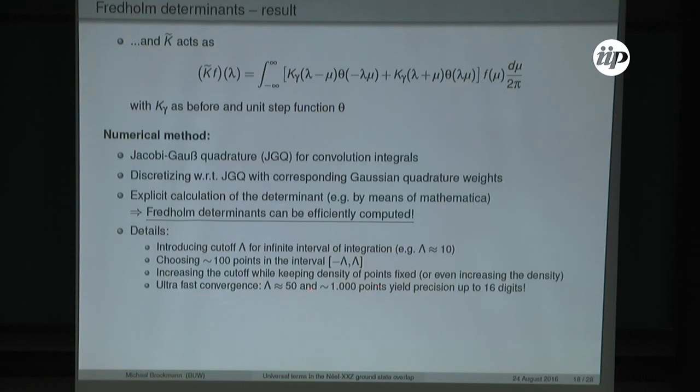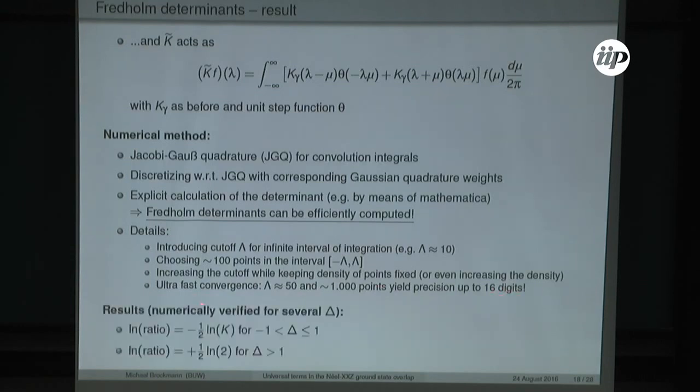16 digits. And the result is just that the log of this ratio of determinants is, in the critical regime, -1/2 log k, and in the massive regime, it is 1/2 log 2. This just comes out, and it is precise up to 16 digits. And we did this for several deltas, and so confirmed that this is indeed the correct formula.